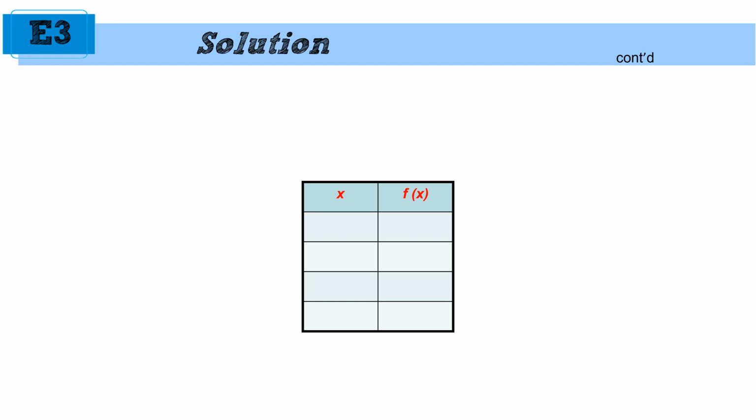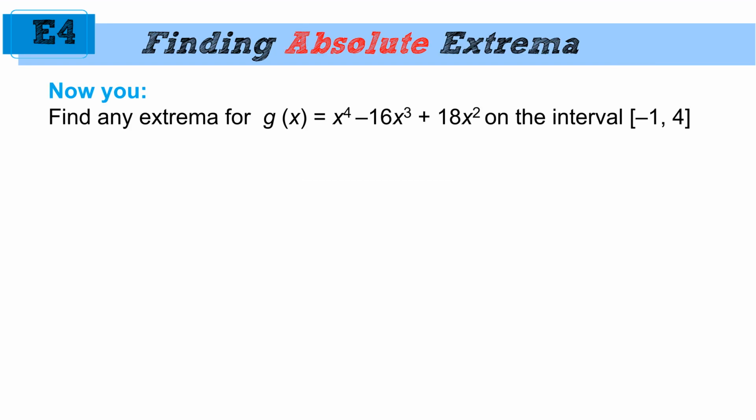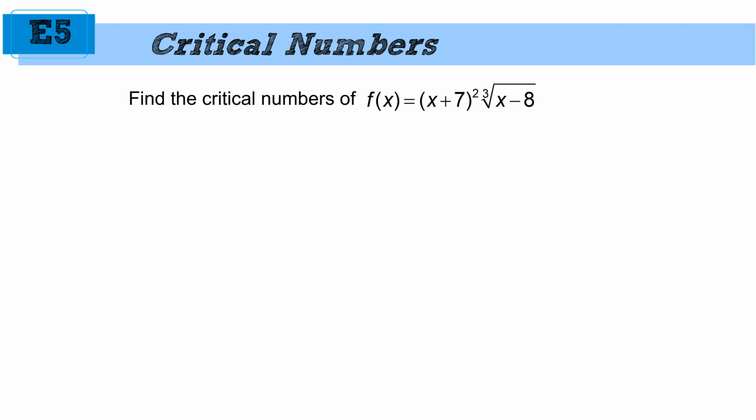I'll ask an obvious question. Where's the absolute min? 1. What's the absolute min value? -1. Where's the absolute max? 2. What's the absolute max value? Anything difficult about that? Let's move on. I think we can skip this because we're beating a dead horse here.